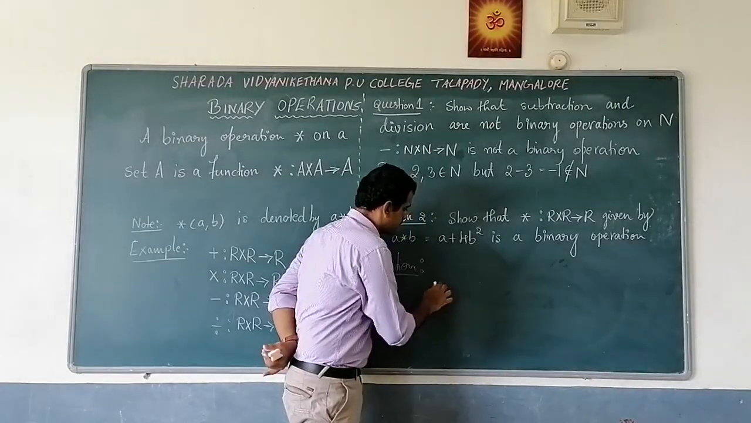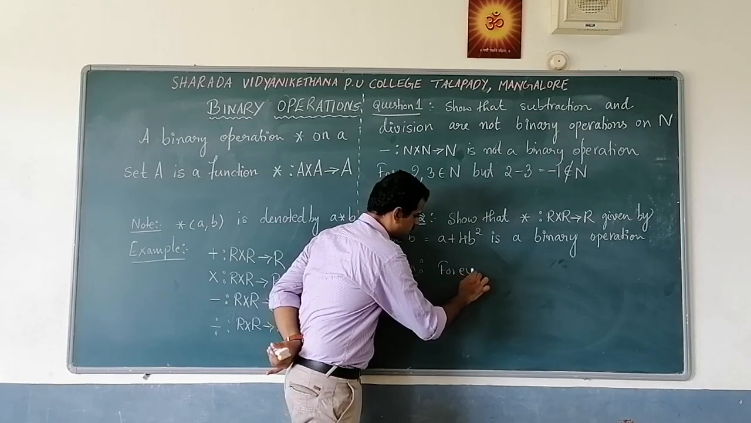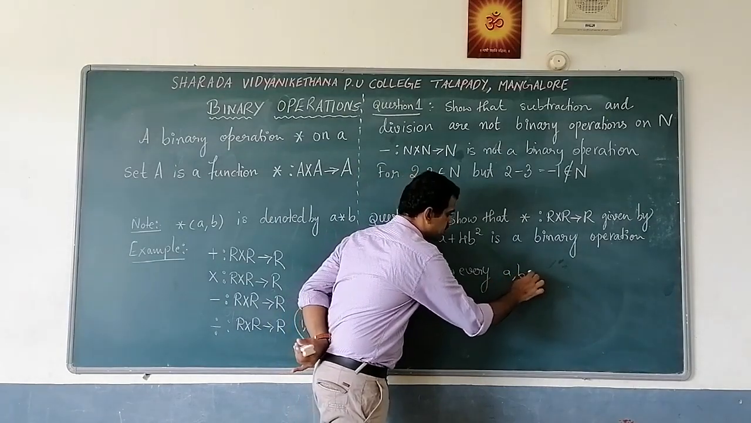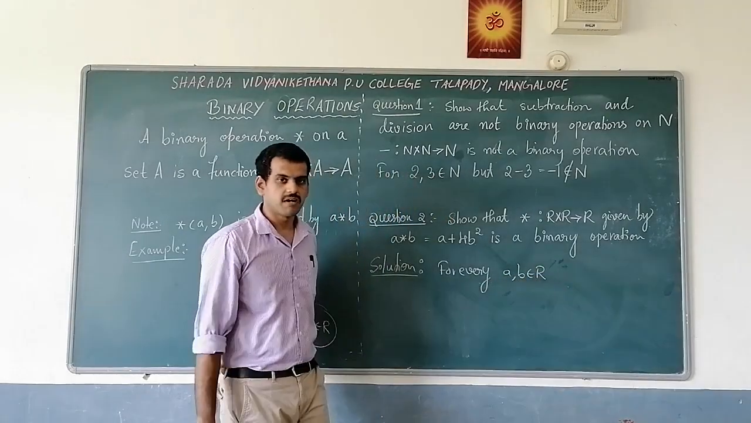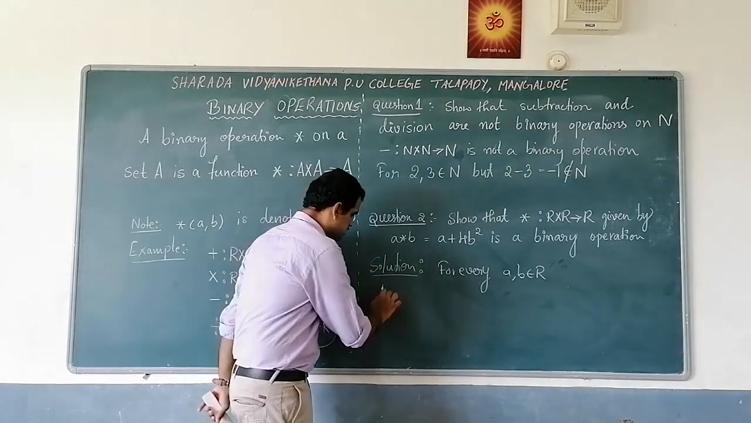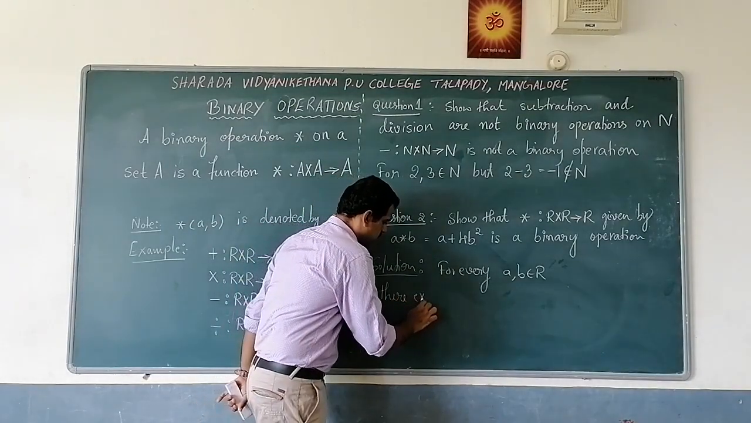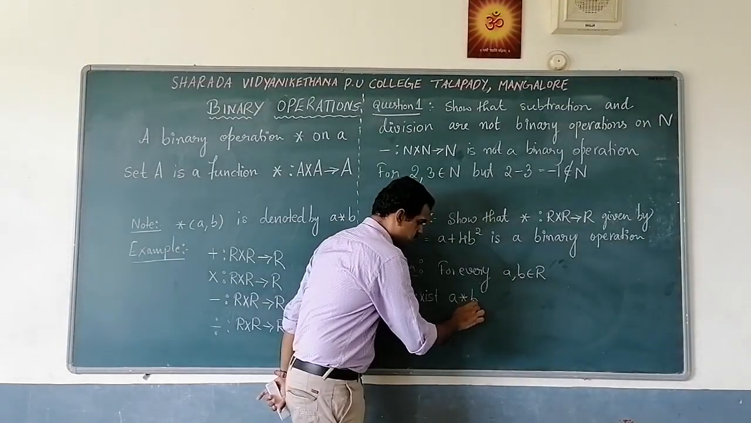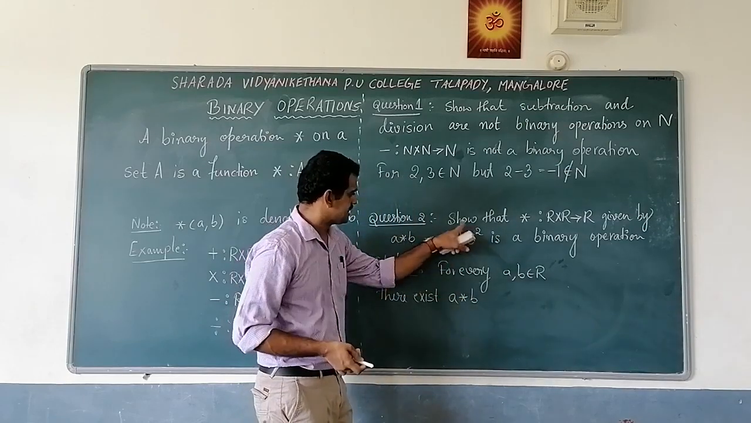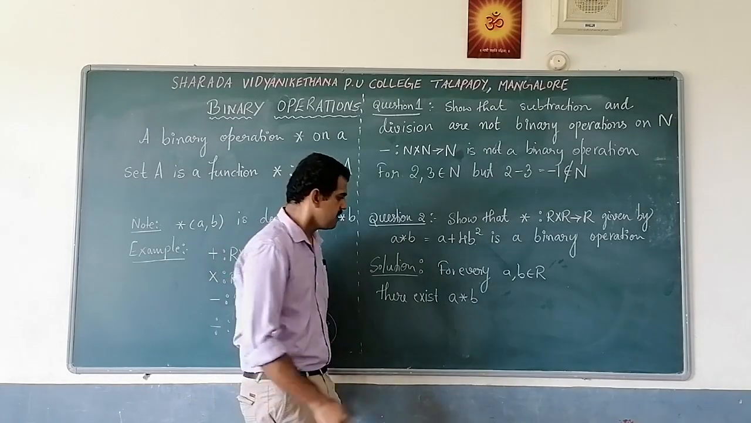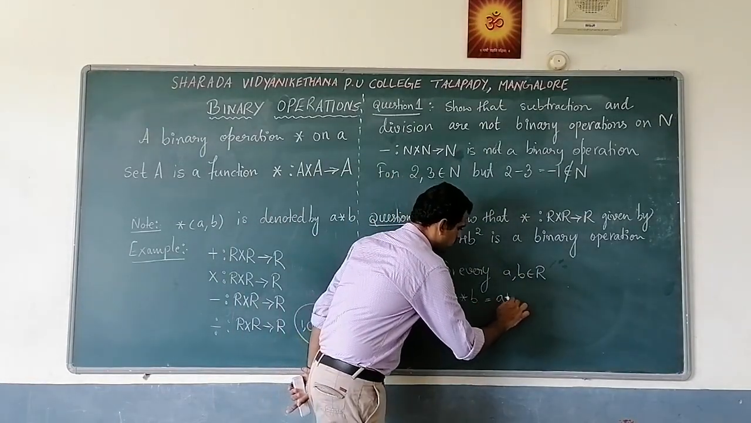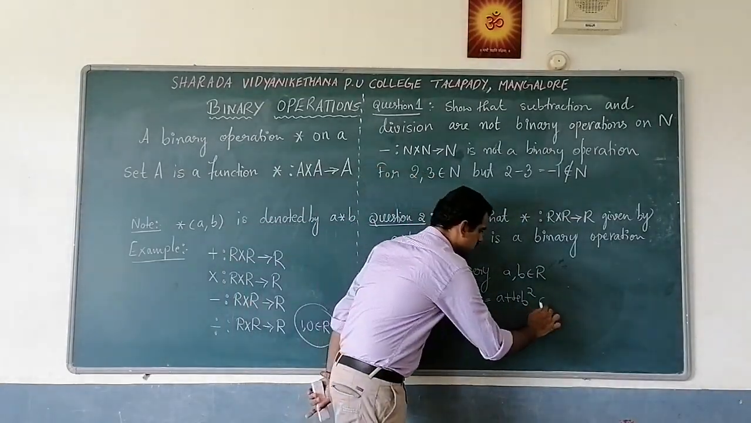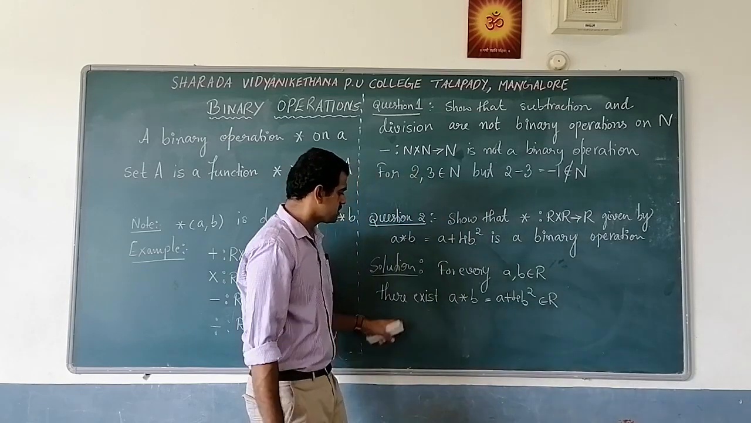So if I take, not one or two cases, in fact for every case I have to consider, for every a comma b that is a real number, for every a comma b belongs to R, there exists a star b, where star is the operation. Here what is the star operation? That is denoted like this: a star b is going to be a plus 4 times b square. This also is a real number and it is unique, remember.